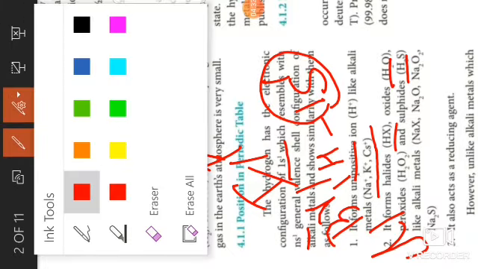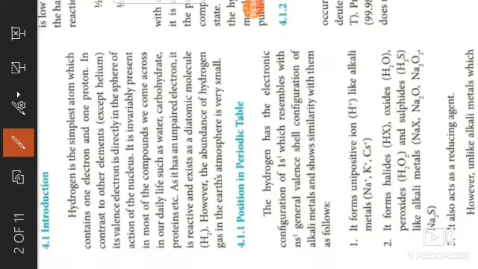So the first one is hydrogen halide, HCl. Okay, this is the halide. Instead of X, it contains halides. Another one is alkali metal. So that is NaS, Na2O, Na2O2. These are all alkali metal compounds.